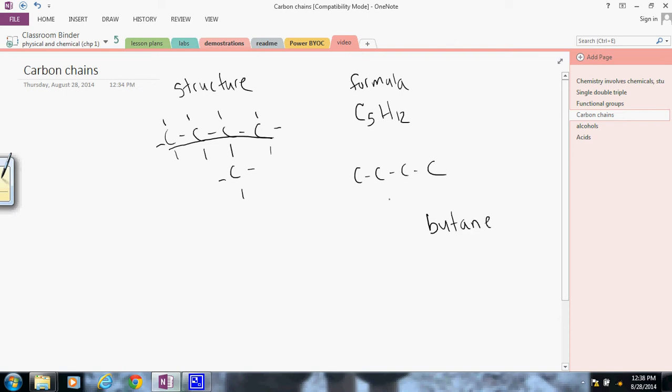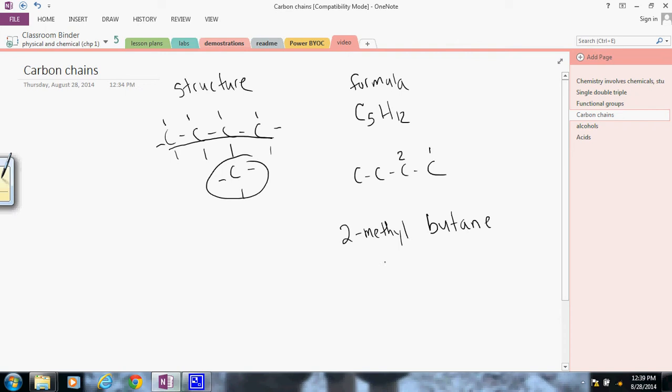Now I have to tell anybody who's looking what is located on my chain and where. I have another carbon group on here. So I count from the side that gives me the smallest number: first carbon, second carbon. On my second carbon, I have 1 carbon, so I call it 2-methyl. 2-methylbutane is the name of this structure.